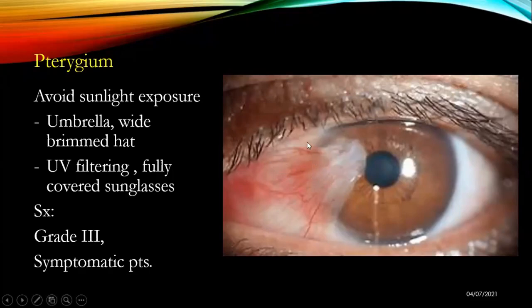The management is, early cases, we may manage conservatively, ask the patients to avoid direct sunlight exposure, to use an umbrella or wide-brimmed hat, and use ultraviolet filtering and fully covered sunglasses. Not just sunglasses, it should be ultraviolet filtering and fully covering sunglasses. If it extends, as in this case, onto the cornea, when we call it grade 3, then we do surgery.